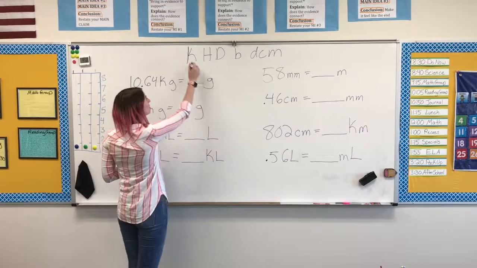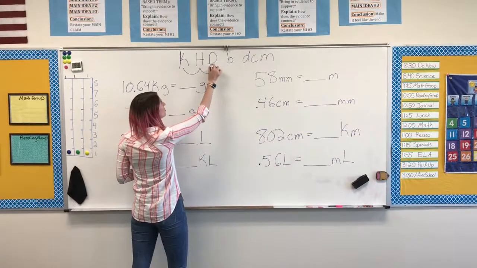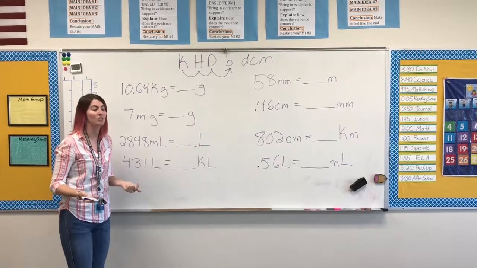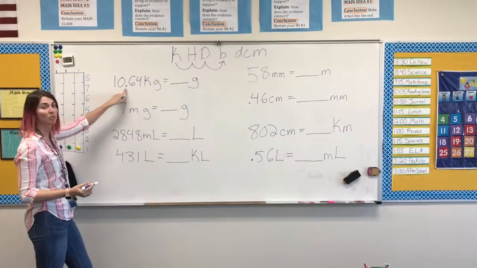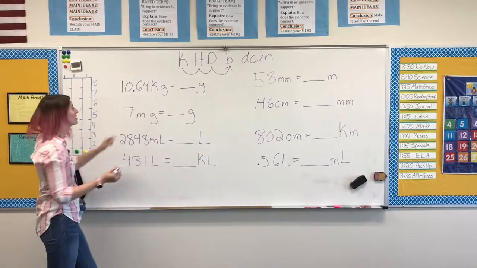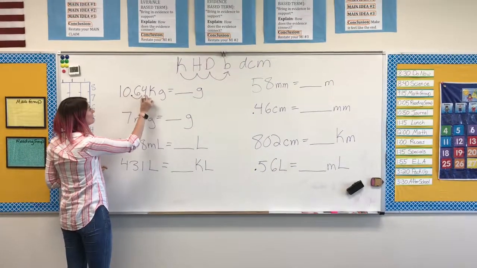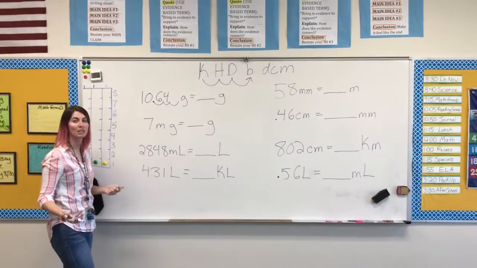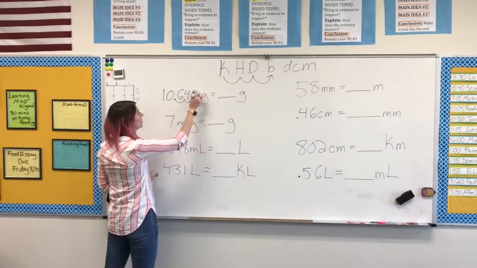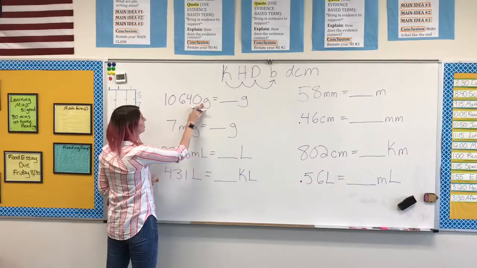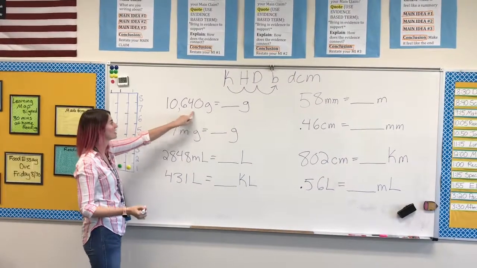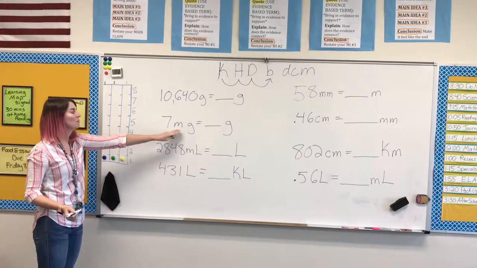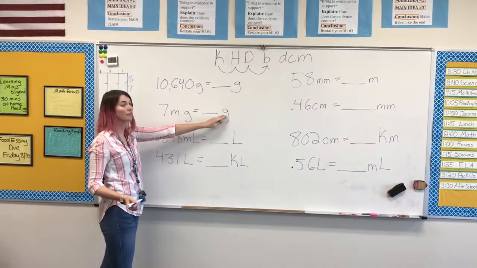So I'm going to count. I'm going to go 1, 2, 3. I moved 3 times to the right to get to my base unit. That means I'm moving my decimal 3 times to the right. So I'm going to go 1, 2, 3. I have a blank space here. In any blank space, we put a 0. So now we have 10,640 grams.